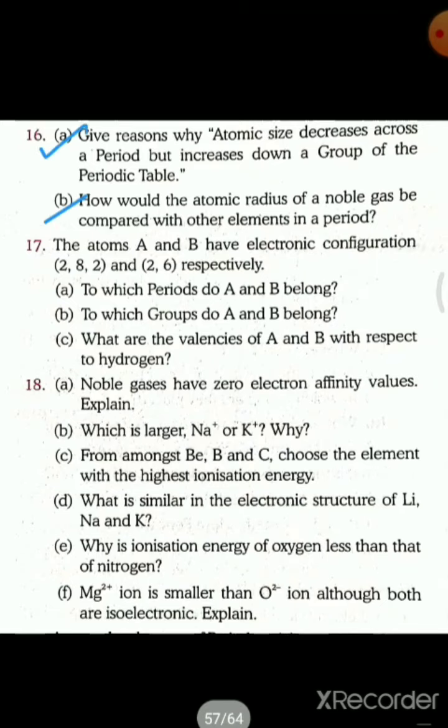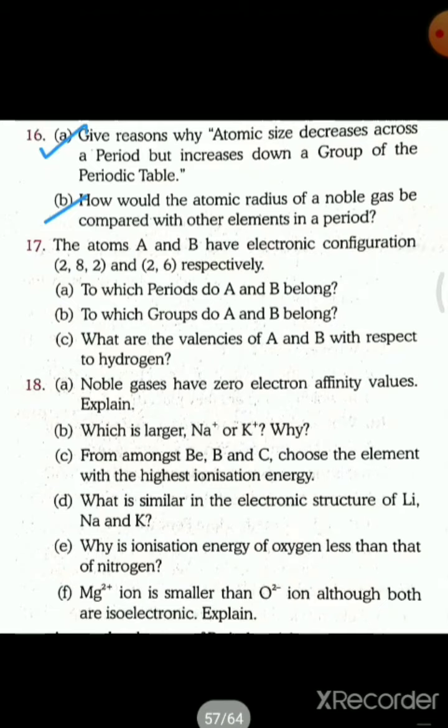Then 70 number: the atoms of A and B have electronic configuration 2, 8, 2 and 2, 6 respectively. To which periods do A and B belong? To which groups do A and B belong? What are the valences of A and B with respect to hydrogen? The first question: to which periods do A and B belong?